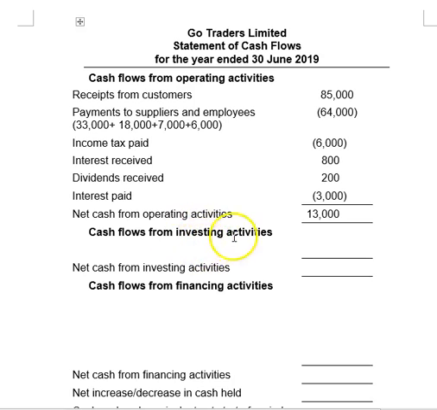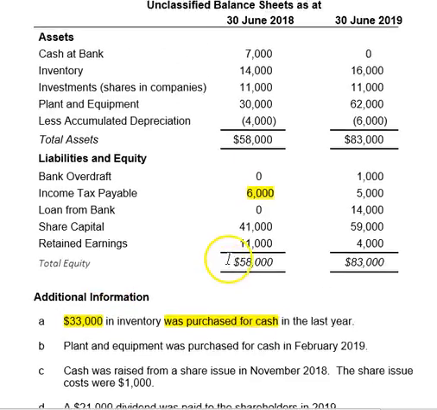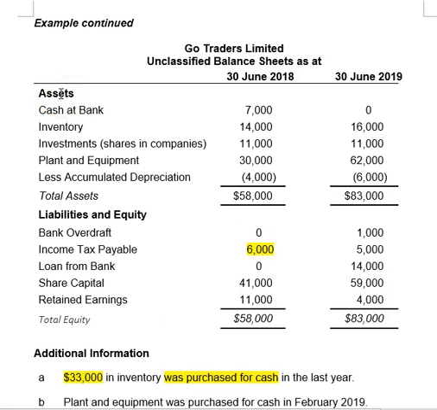So next will be your investing activities. Investing activities is something to do with your non-current assets. So the first thing that we will look at is under assets, your balance sheet. We will look at all the non-current assets that you have.